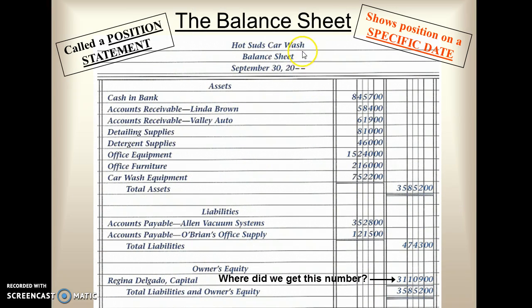All right, so what you have, once again, is the name of the company, the name of the statement. When is it for? In this case, a specific date, so it's not for the month ended, it's that specific date. You'll notice the classifications are centered.